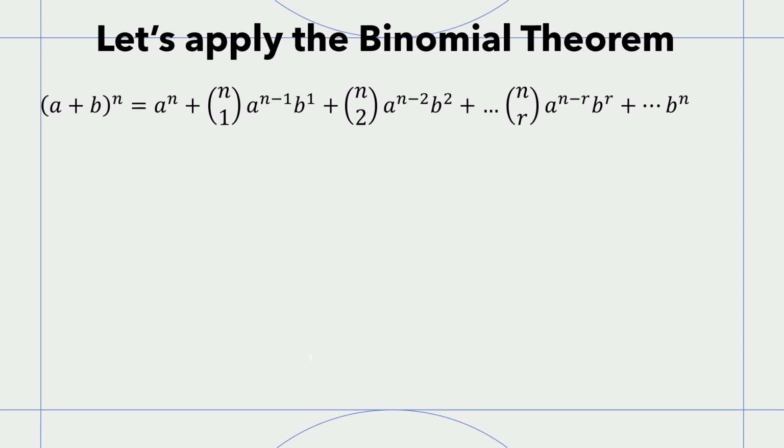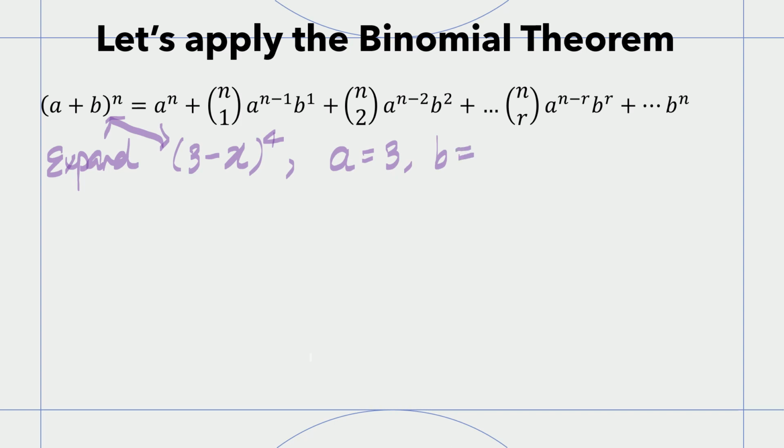Right, let's do another example. Supposing you are asked to expand 3 minus x to the power of 4. Right, how are we going to do that? We're going to do a comparison again and write down the values of a. So we can substitute the values of a to be 3. Now in this case here, you will have to substitute the values of b to be negative x. Okay, it's not x, it's negative x.